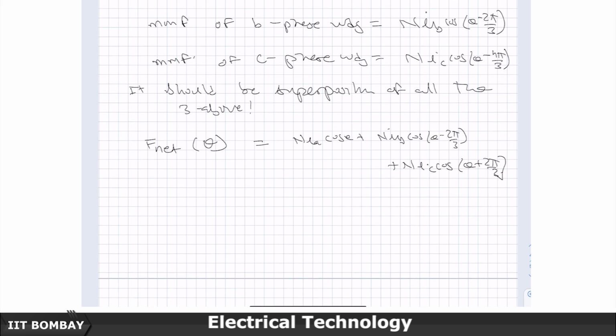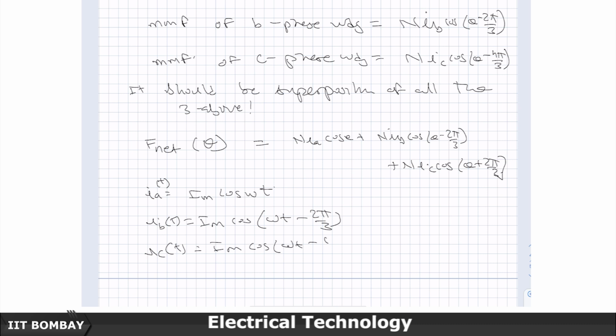But now remember, let us say I_A is I_m cos(omega t), meaning that I have chosen the reference appropriately, so that t equal to 0 corresponds to the peak current of the cosine wave for I_A(t). Then, if they are carrying balanced currents, I_B(t) should be I_m cos(omega t minus 2 pi by 3) and I_C(t) should be I_m cos(omega t minus 4 pi by 3).